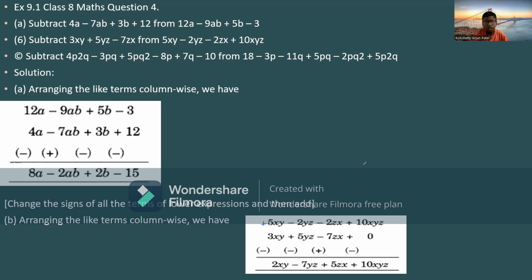xyz. Over. So now let's check it. Is it 2xy, right? Minus 7yz, right? Minus 5zx, right? Plus 10xyz. So the total answer is 2xy minus 7yz plus 5zx plus 10xyz. Okay? All the things are clear? Then let's go to the next one.